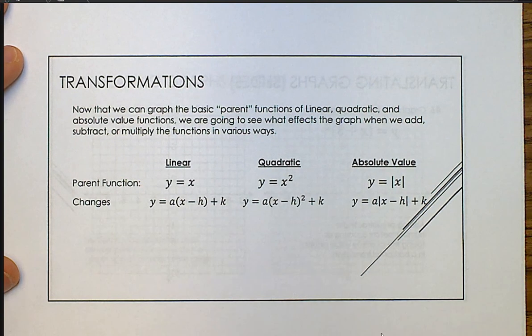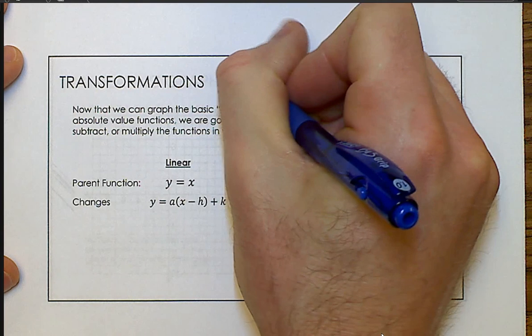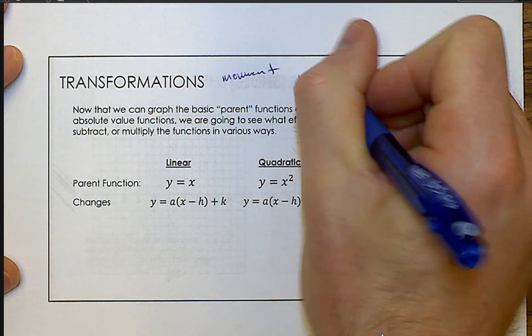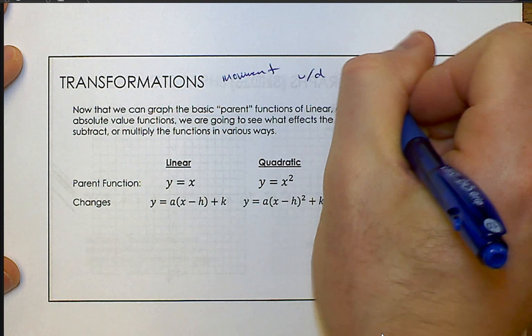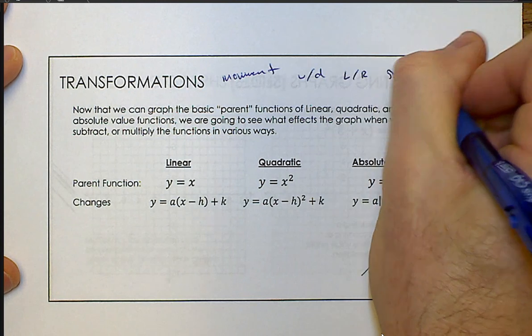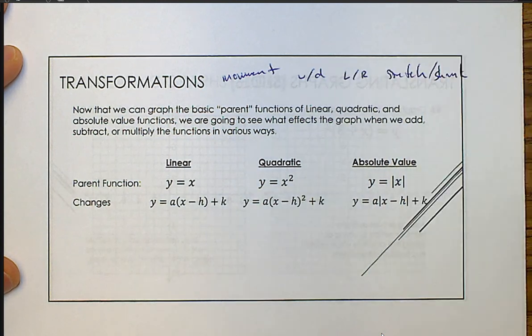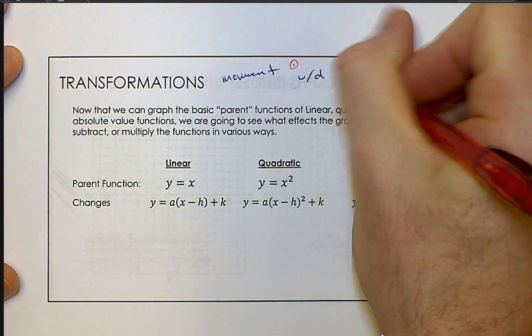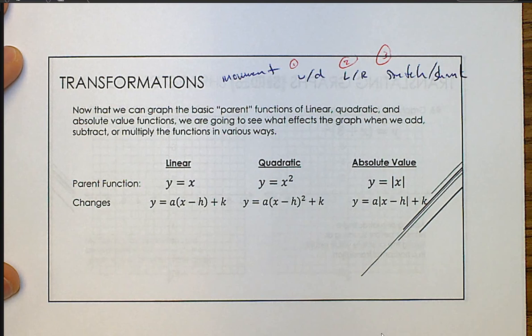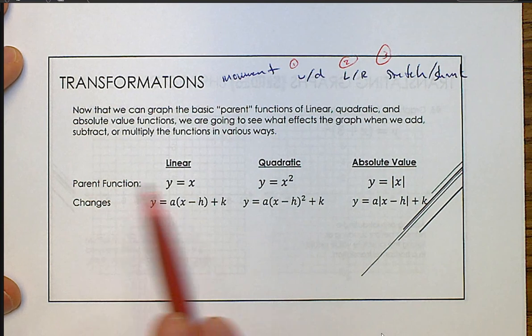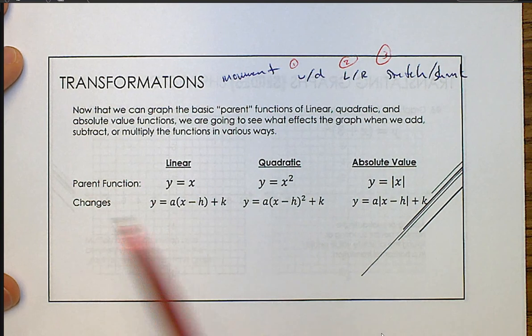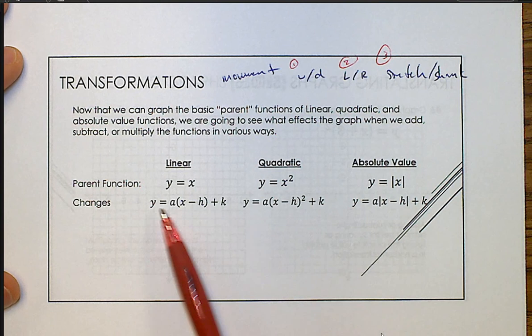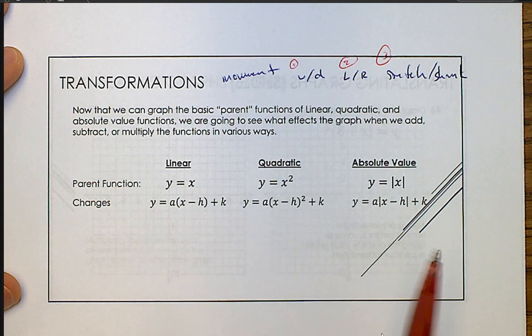Transformations are basically your movement. Up, down, left, right, stretch, and shrink. Okay? Those are the three that we usually cover when we're doing these functions, when we're graphing them. So you can see here I've listed the parent function, we already talked about that, and then our changes. And we've discussed this, so this should be review for you.